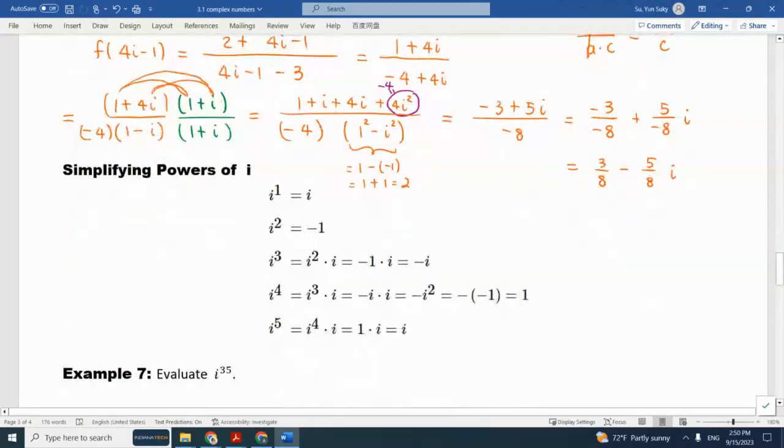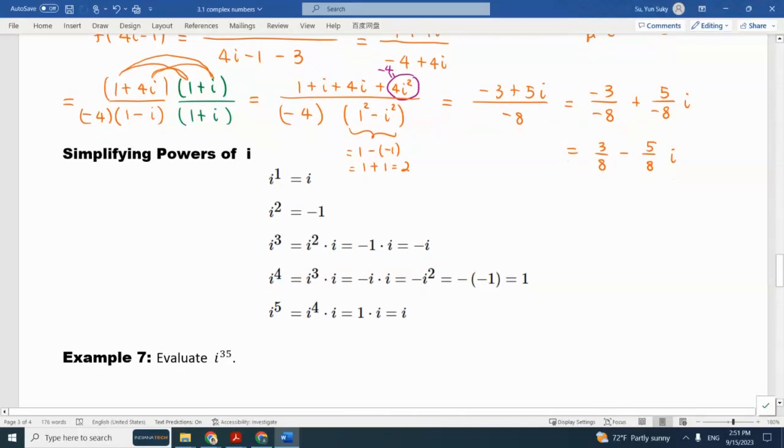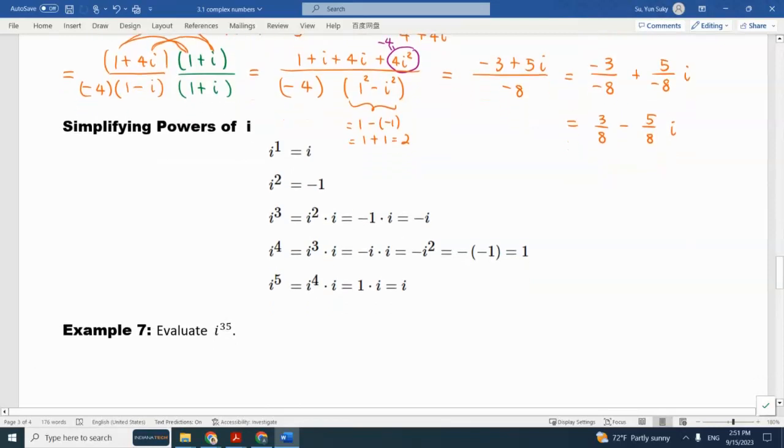So actually, multiply powers of i. We already talked about that, right? We have the pattern. After 4 times, we get it back. So, okay, now you do. What is i to the 35? Now you divide, and you find the remainder.